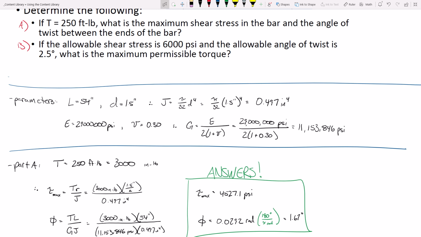All right. Let me stop for a second. In all seriousness, I want to stop and see if this made sense. Okay. So now what we're going to do is talk about the second part. And the second part, I think each component is easy, but the decision requires some thought. So if the allowable shear stress is 6,000 psi and the allowable angle of twist is 2.5 degrees, what is the maximum permissible torque? So what we're going to do is take each of these one at a time. Okay? So let me show you what we're going to do.